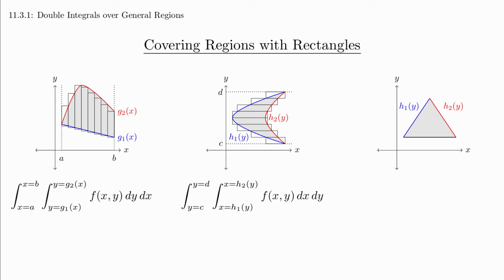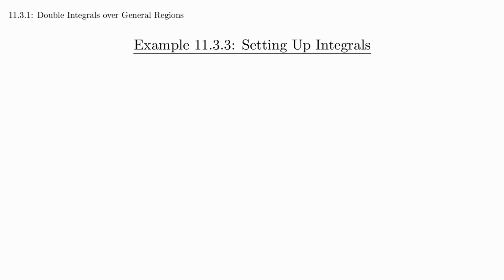This arrangement gives us one lower function and one upper function, and this means we can set up the integral as one piece. I strongly recommend that students graph the region to help them visualize it. There's too much going on to try to keep it all in your head. We're going to work through example 11.3.3.